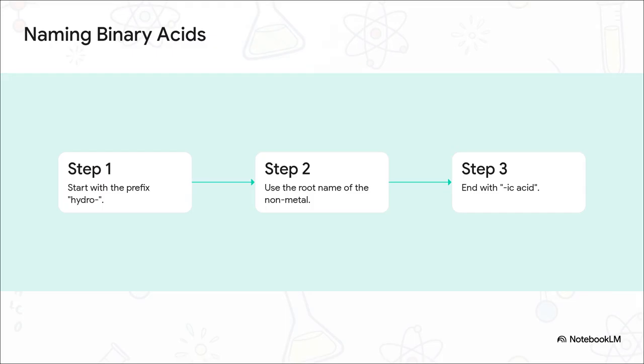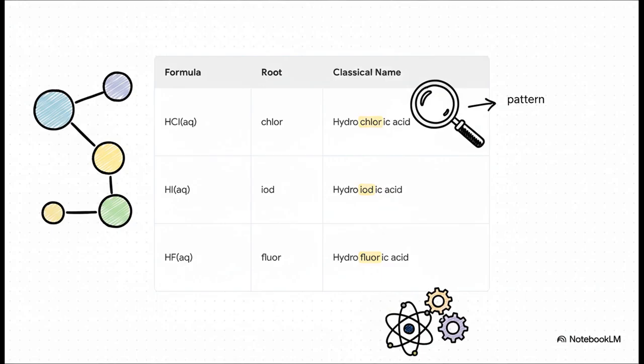Okay, here's the recipe. Step 1, you always start with the prefix hydro. Always. Step 2, you grab the root of that other element's name, like chlor from chlorine. And then step 3, you just stick ic acid on the end. So it's hydro, root, ic acid. See? Simple as that. All right, now check this out.